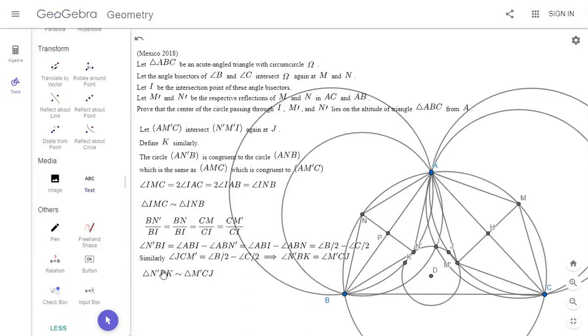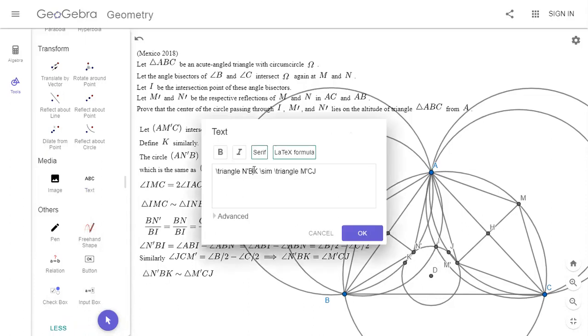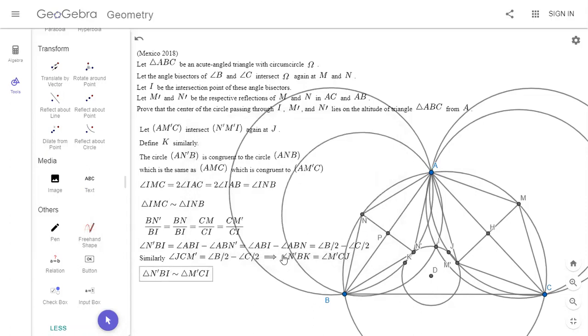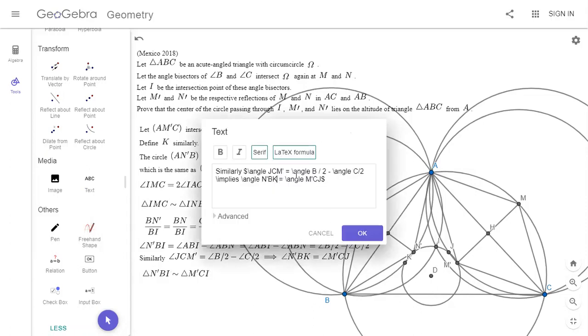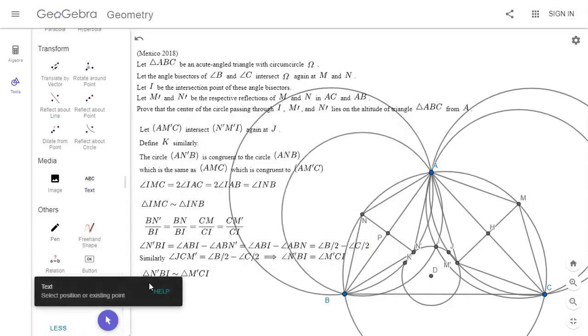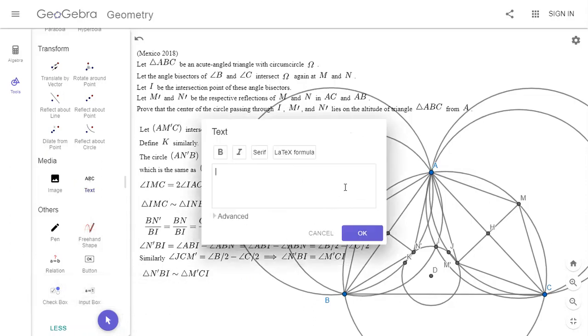Oh, I'm sorry, I should say I, not that. Now I is the center of the spiral similarity that sends N prime M prime to BC. Yes. So I is the center of a spiral similarity taking triangle I N prime M prime to IBC from that.